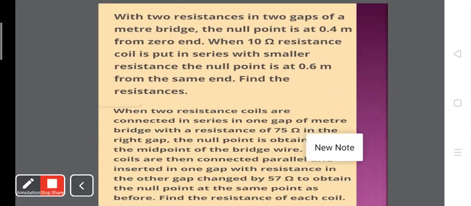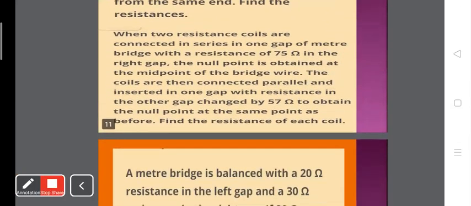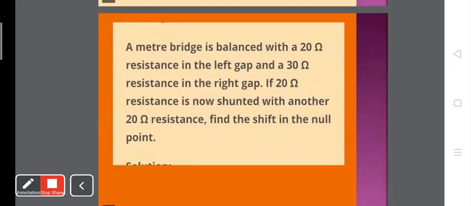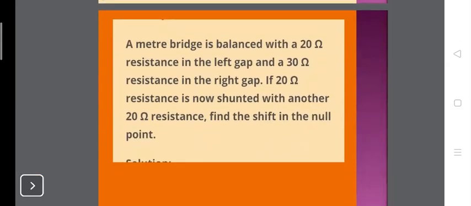So these are some problems of meter bridge and Wheatstone bridge. After watching this video, you can solve these problems, and after solving them, you will be able to understand the real concept of the topic. Okay? So solve these problems. If you don't understand the solution of any problem, you can ask in my comment box.